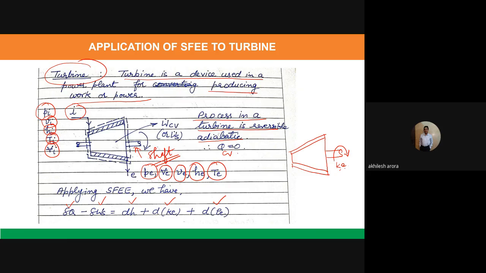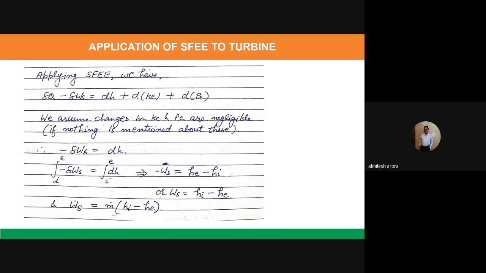Now in case of turbine, once again we neglect certain things, whereas the other things need not be neglected. So once again we have shown the steady flow energy equation. We assume changes in kinetic energy and potential energy are negligible. That will not cause any major difference in the value of the work that we obtain from the turbine. And this we will consider if nothing is mentioned about these things. If it is mentioned in the problem that the velocity at inlet is this much and the velocity at outlet is this much, and the elevation at inlet is this much and elevation at the outlet is this much, then we cannot neglect these two terms. But mostly if it is not given, we have to neglect it.